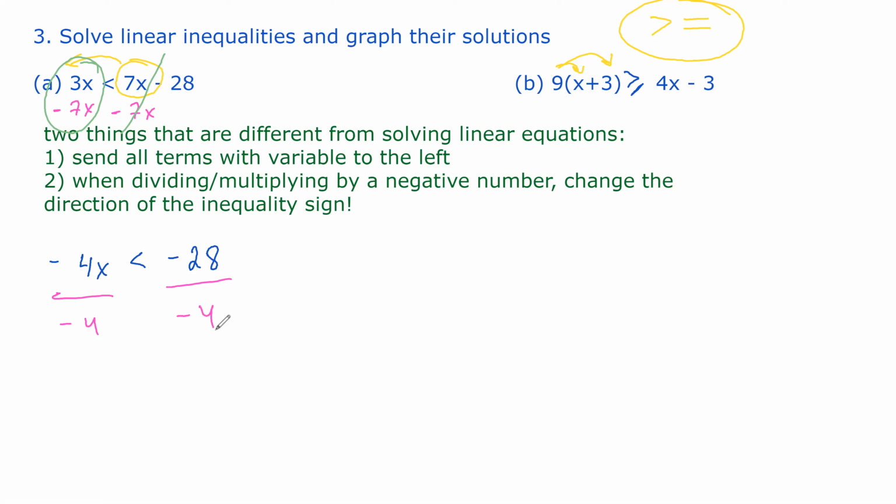Now, what will happen to the left is that the 4s will cancel, right? Negative by negative is positive. 4 divided by 4 is 1. Now, what will happen over here is negative by negative will make it positive. And 28 divided by 4 will give me the 7. But because I did the division by the negative number, the direction of the inequality should be changing.